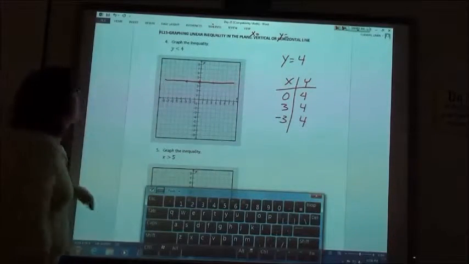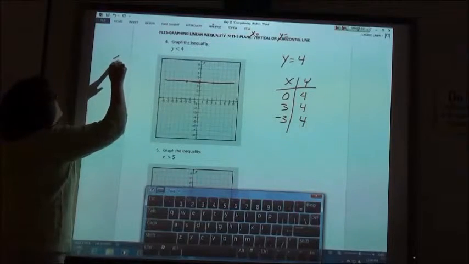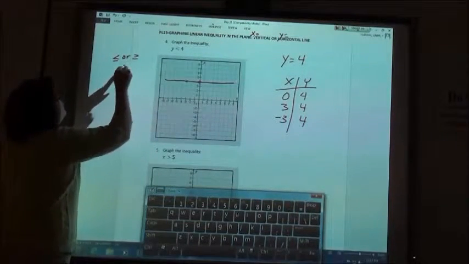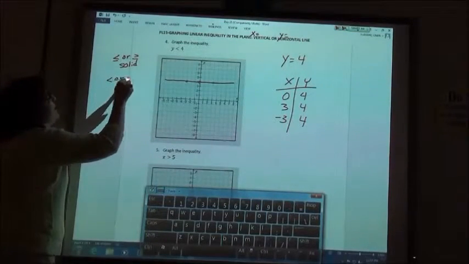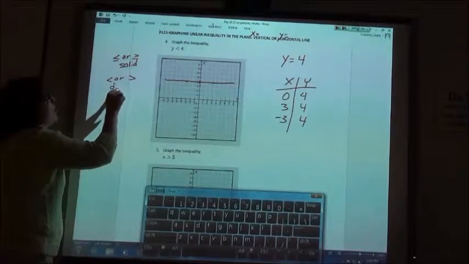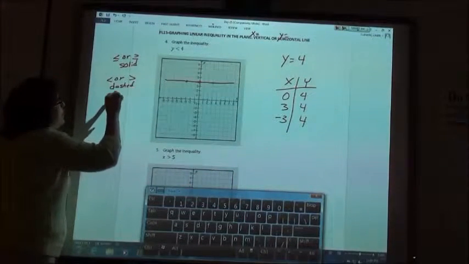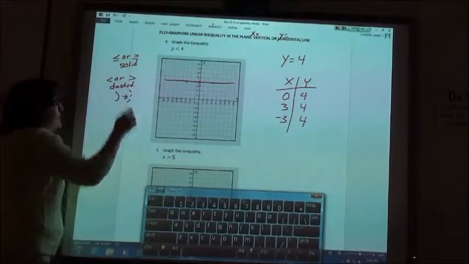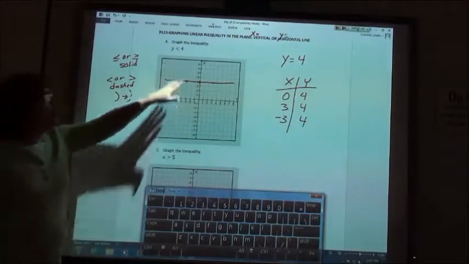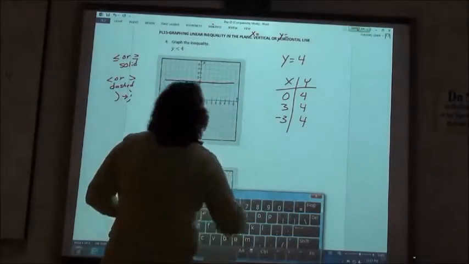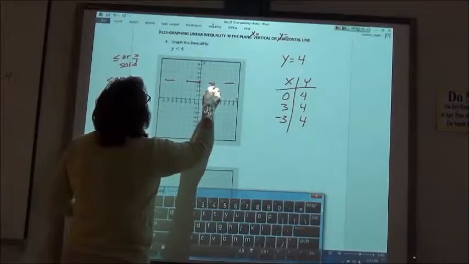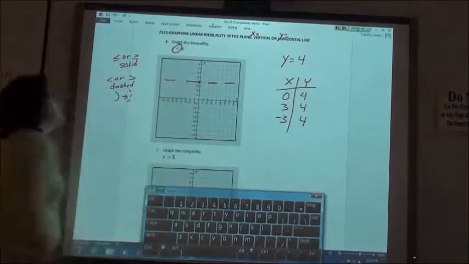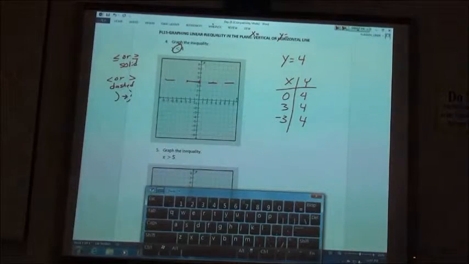Now, the next thing I need to decide: if it has the less than or equal to or the greater than or equal to, we want to have a solid line like we had to draw it. However, if it doesn't have the equal to bar underneath, we're going to change it to a dashed line. So there's a little tool that looks sort of like this. We're going to click on that tool, we're going to click on the line, and the line's then going to be a dashed line instead of a solid line. This one didn't have the equal to, so we knew it had to be a dashed line instead of the solid line. Once we have the right line, then we're going to shade.